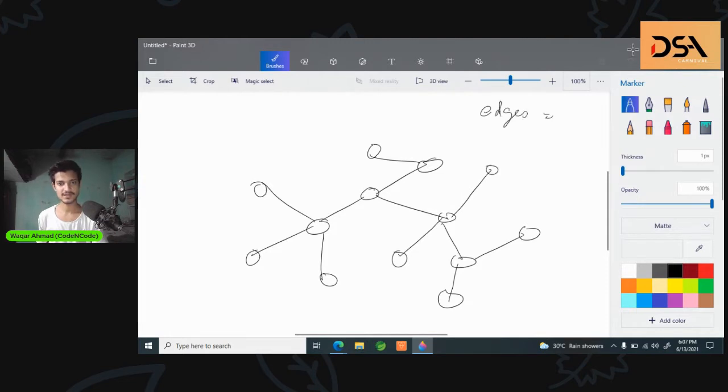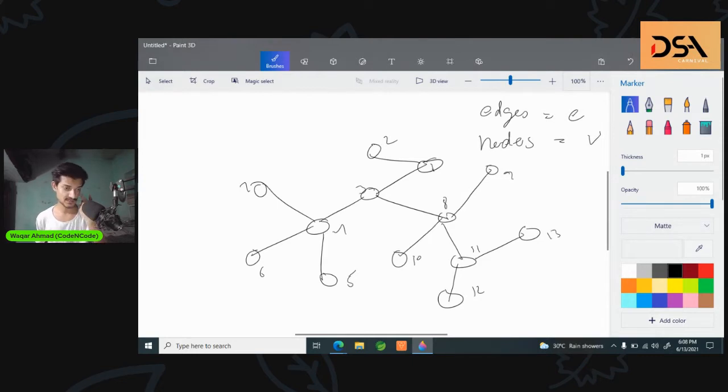Okay, we'll be representing edges by E, and then we have nodes, which we will represent using V, and if I use certain different notation, I'll let you know. So basically the question is how you will represent this whole structure. Okay, so let's name them first: 1, 2, 3, 4, 5, 6, 7, 8, 9, 10, 11, 12, and 13.